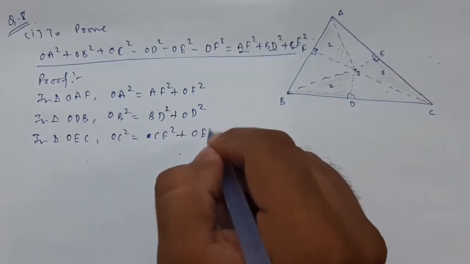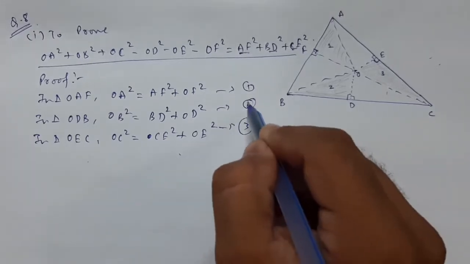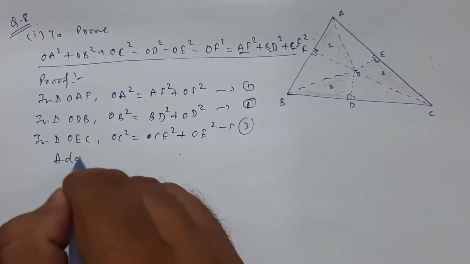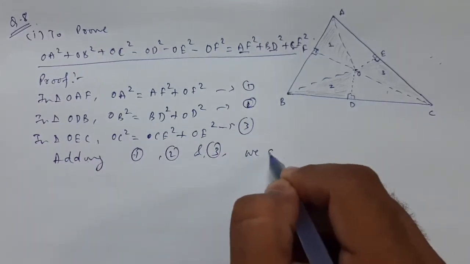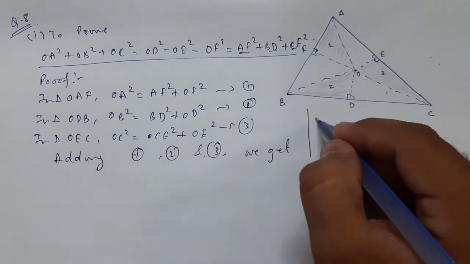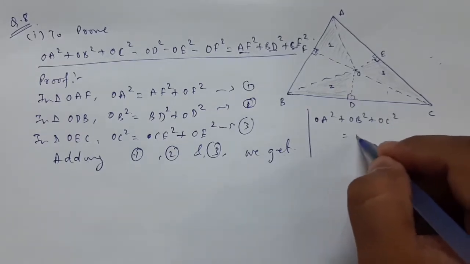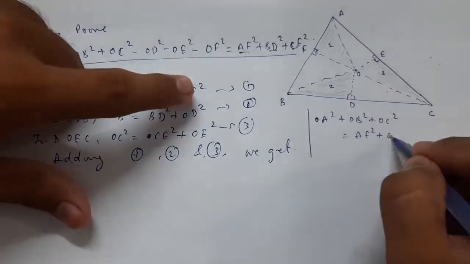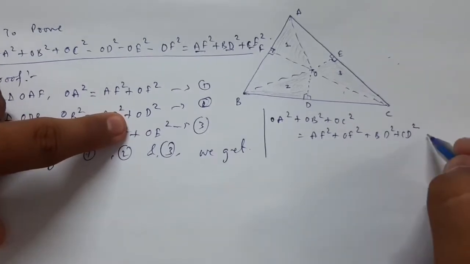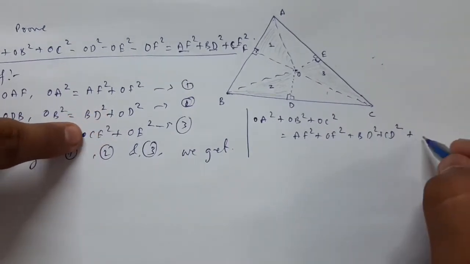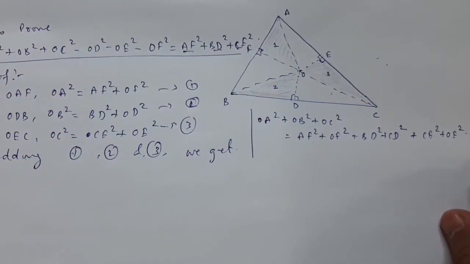plus OE square. Now if we add all these equations, equation 1, equation 2 and equation 3, adding 1, 2 and 3, we get OA square plus OB square plus OC square is equal to AF square plus OF square plus BD square plus OD square plus CE square plus OE square. So all this we need to prove.